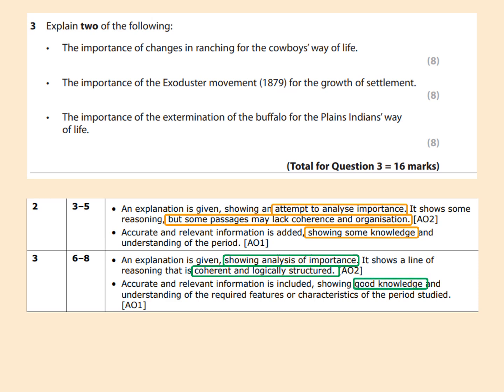as opposed to level 3 which shows that you've got a good knowledge of the period and of the required features and characteristics of the period that you're studying. So you've got accurate knowledge that's good and broad, that's relevant to the examples actually given in the question. So now we've got an idea of what the examiner is actually looking for. Let's have a look at some example answers and how you might approach them.